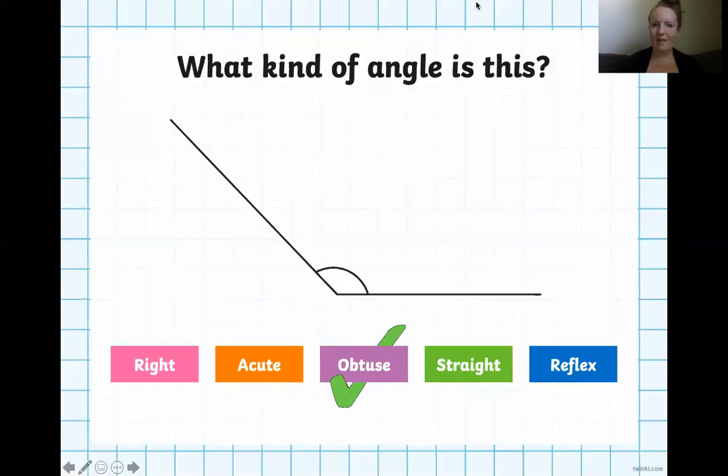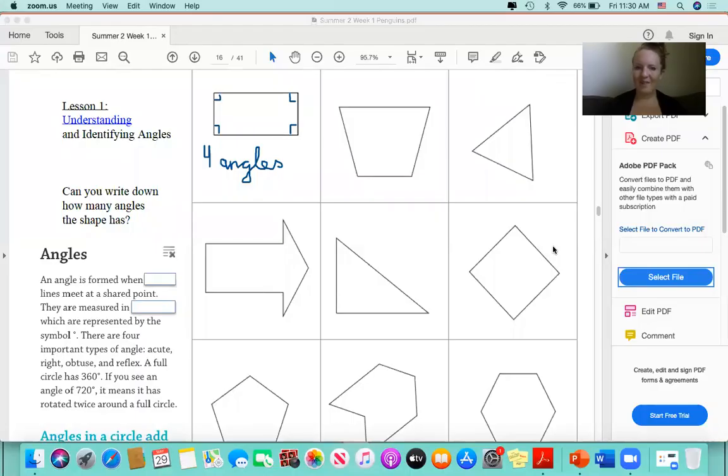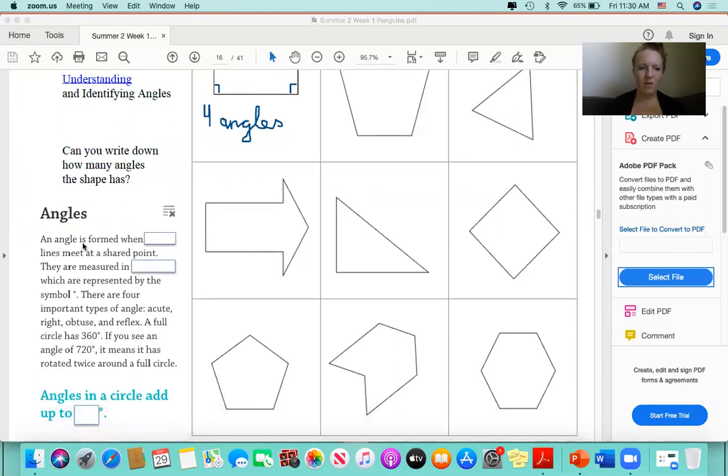Now, let's quickly have a look at the work that you need to be doing. Now, this should look familiar to you. This is lesson 1 and it's understanding angles. If you want to click on the word understanding on your computer, that will send you a link with another video that just tells you a bit more about angles. First part, if you can fill in the blank. So an angle is formed when lines. How many lines meet at a shared point? They are measured in, what did I say those things were?